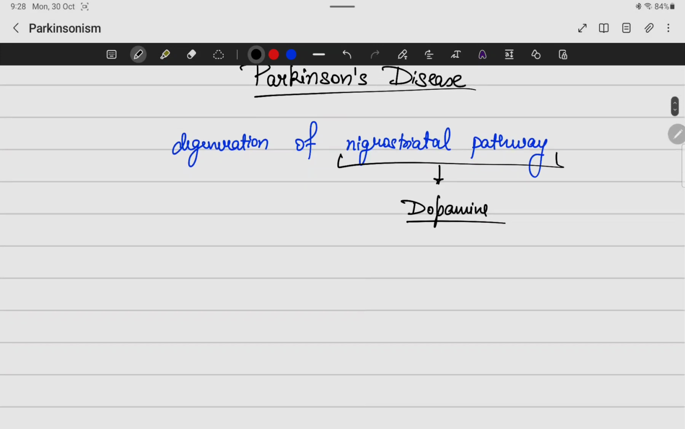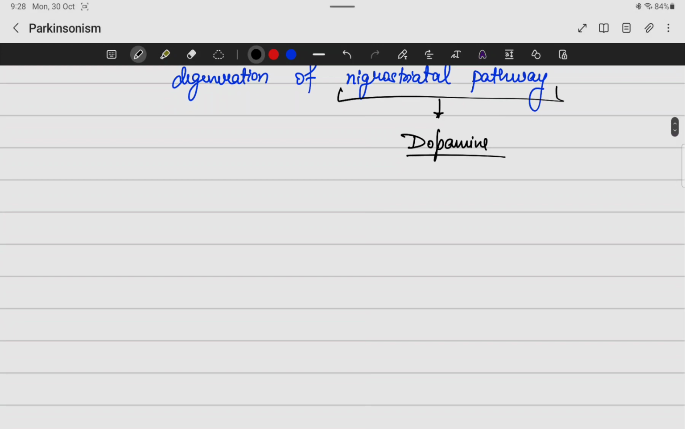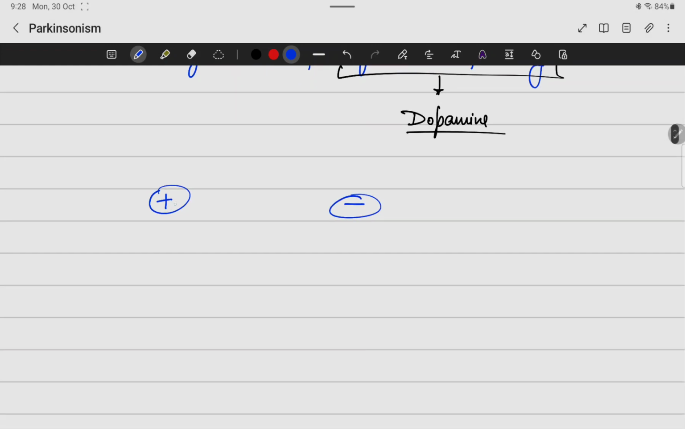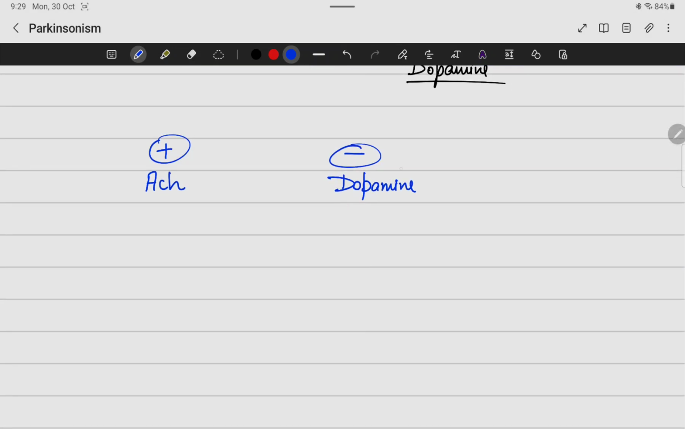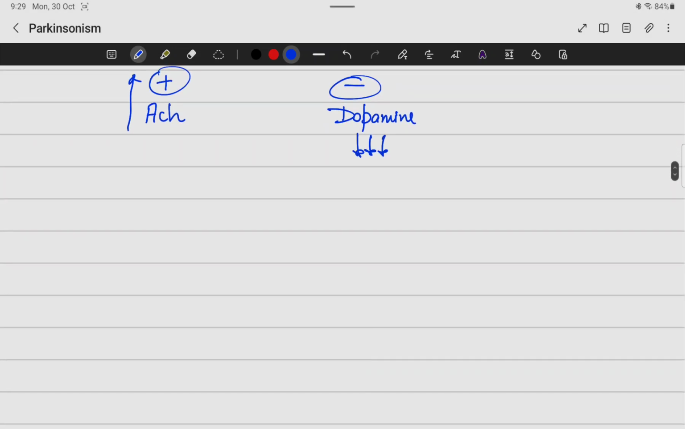In Parkinson's disease, there is an imbalance between the excitatory and inhibitory neurotransmitters. In the basal ganglia, there is an excitatory signal and an inhibitory signal. The excitatory signal is mainly by acetylcholine and the inhibitory by dopamine. When there is destruction of the nigrostriatal pathway, dopamine levels decrease and there is a relative increase in ACH, which leads to the features of Parkinsonism.